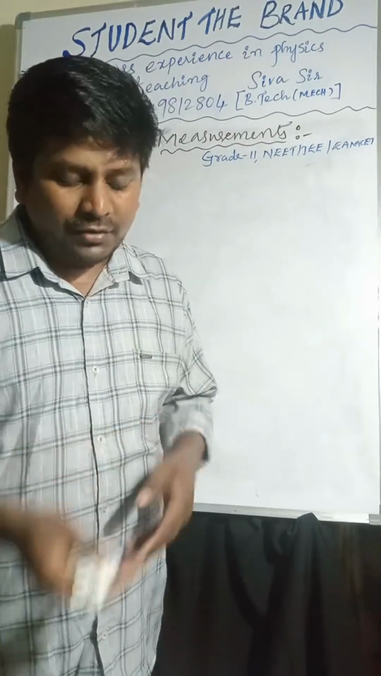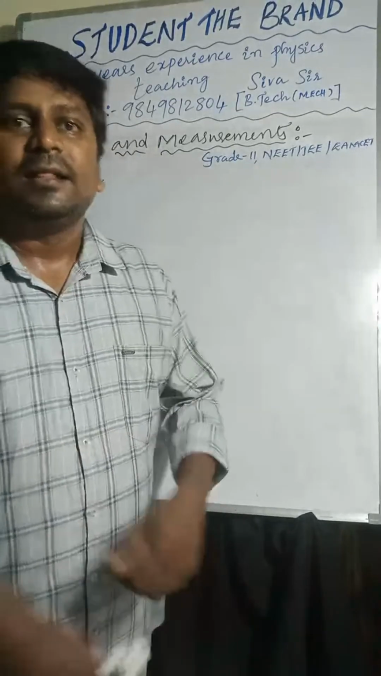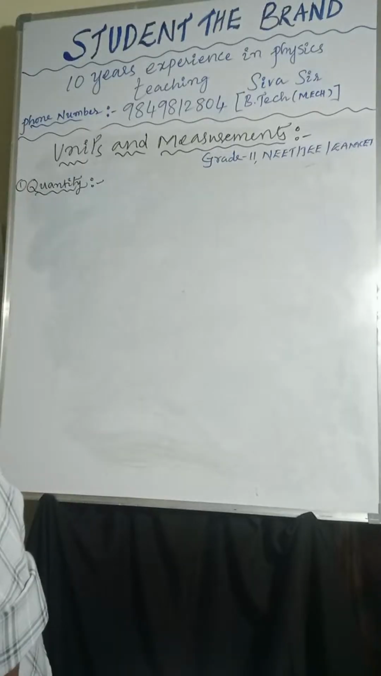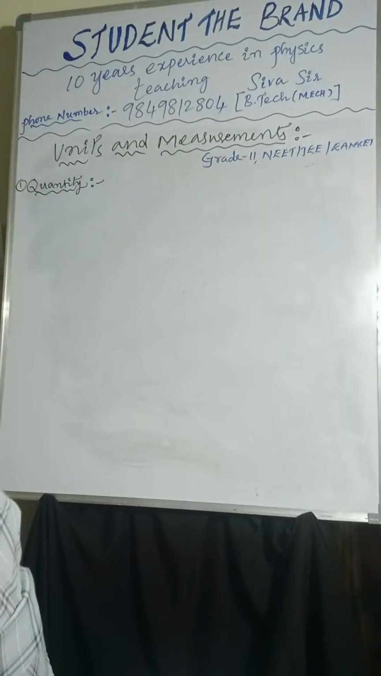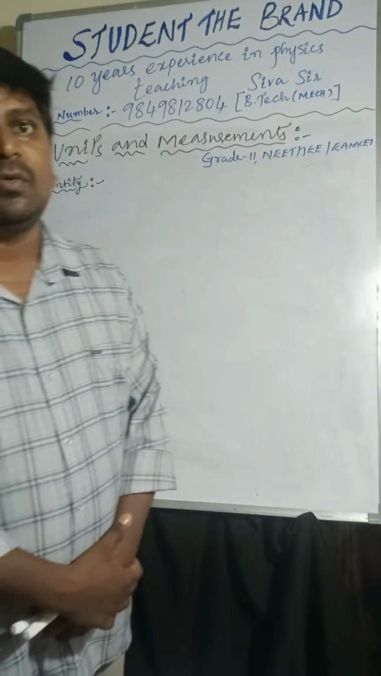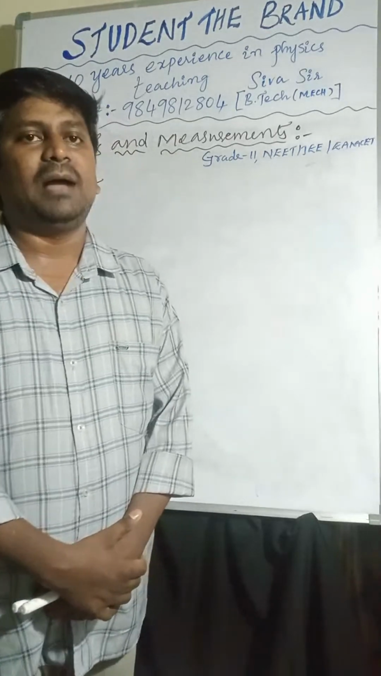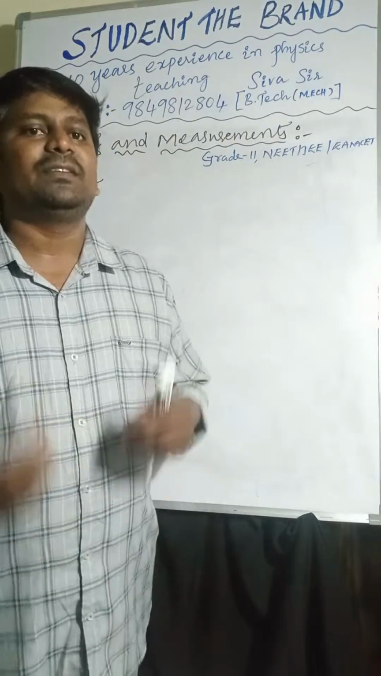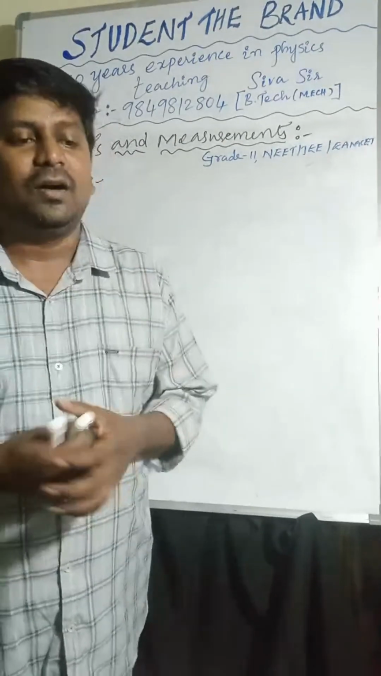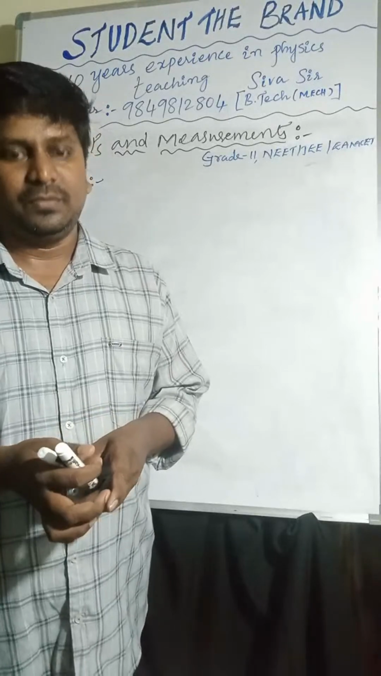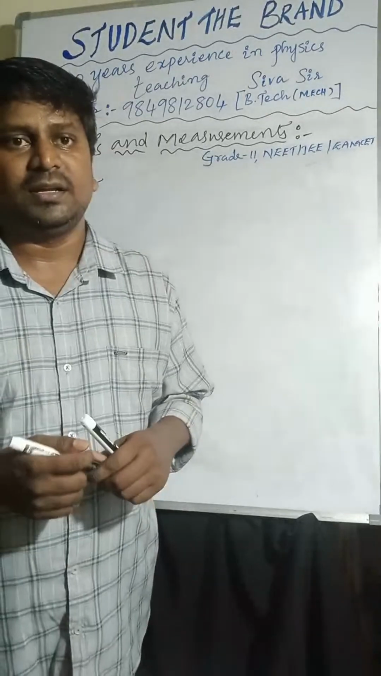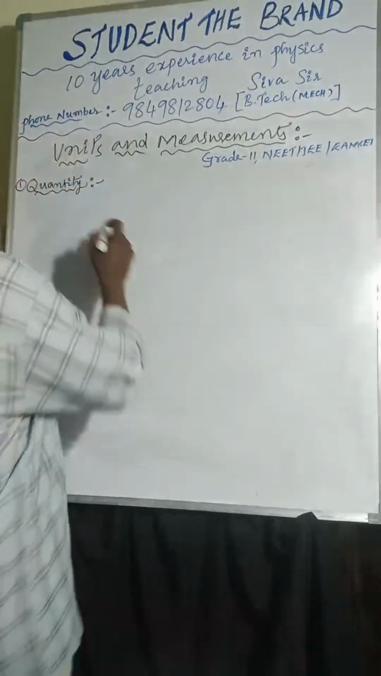The answer for how much or how many is an amount, vastness or magnitude. It tells the answer for how much or how many. That is called quantity. So, coming to physical quantity.